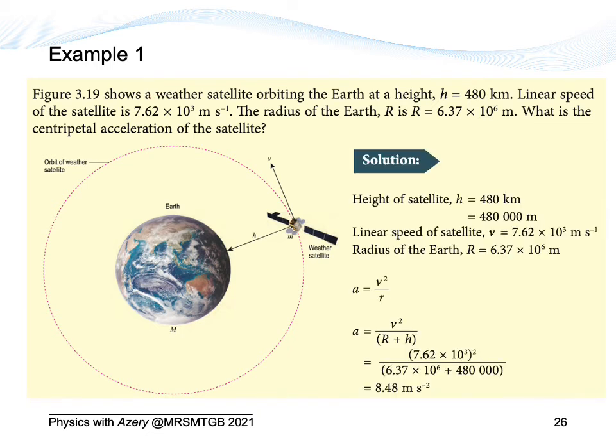If you want to try first, you can pause the video. If you already finished, you can continue. So the solution is, first you have to make sure you convert the height into SI unit, and just substitute everything into the formula. v squared over r plus h, because it is orbiting the Earth, that means it has height, it's not on the surface of the Earth. h is not equal to 0, so you just substitute everything in here, and you get your final answer.